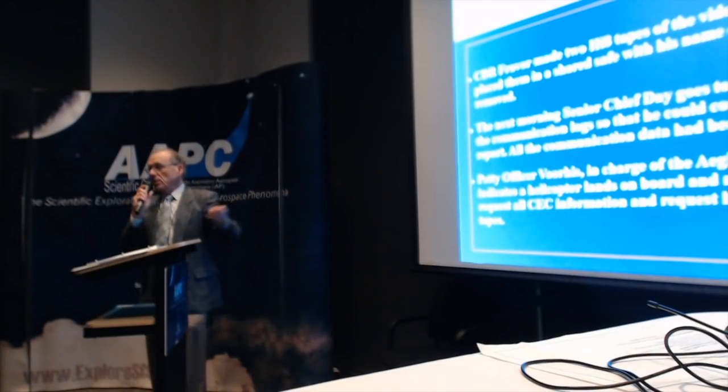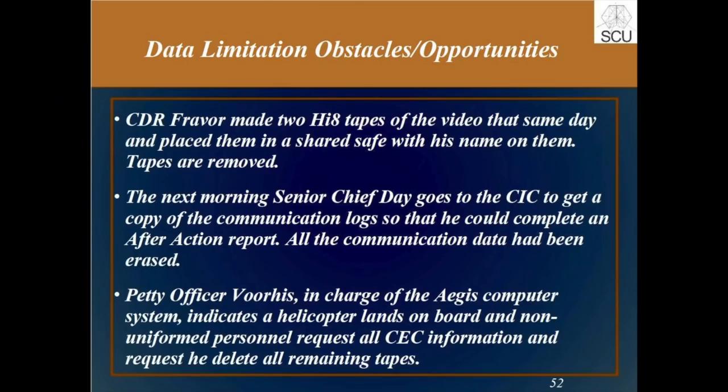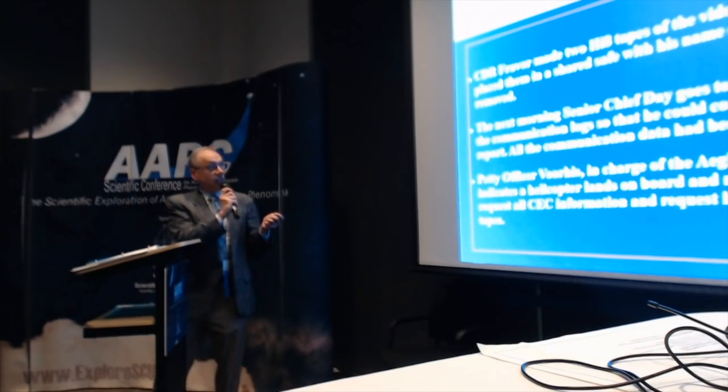The third instance came from Petty Officer Boris. He was in charge of the Aegis computer system. He told me that within 24 hours of the event, that night, a helicopter lands on the USS Princeton, and two non-uniformed personnel come to him and request all of the tapes. They won't give their identity, and he won't comply until the captain authorizes it, and of course the captain gives him authorization. So Petty Officer Boris deletes all the information on the ship and then turns over the tapes to these gentlemen. So that's a data limitation for us.